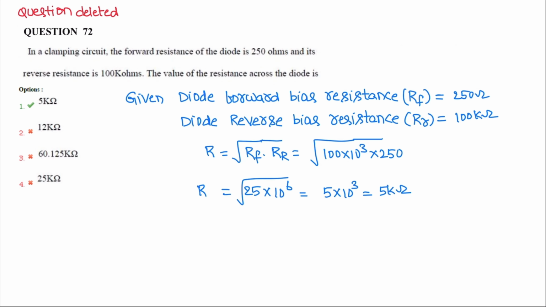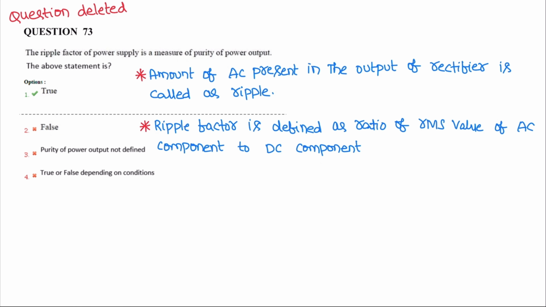But the value of resistance across the diode, we can correct the load also. In the question he did not mention current limiting resistor, hence this question is deleted. But the correct answer is 5 kilo ohms. Next, question number 73. This question is also deleted from the question paper.